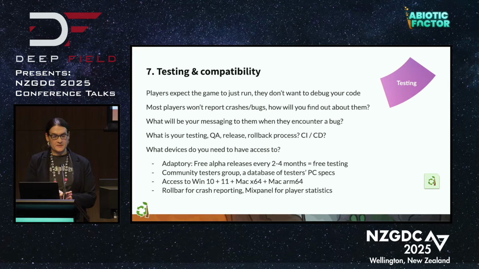So for example, with Adaptory, I've found that I've been doing free alpha releases every 2 to 4 months. This has meant free testing. I have a demo, people can play, I get feedback, I get testing, I get access to a huge range of devices, but I'm still saving a lot of the development for the content of the final release.